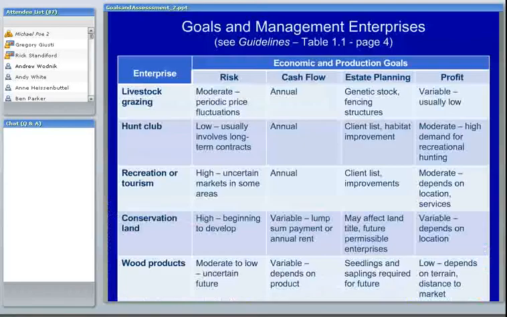So as I mentioned, there's a worksheet in your book, and then listed on the screen right there, and this is taken right out of the Oak Guidelines book. This is just an example of the economic and production goals, some of the ones I rattled off, and you may come up with some other ones, and how some of the different enterprises that we'll talk about next week might affect some of those economic and production goals.